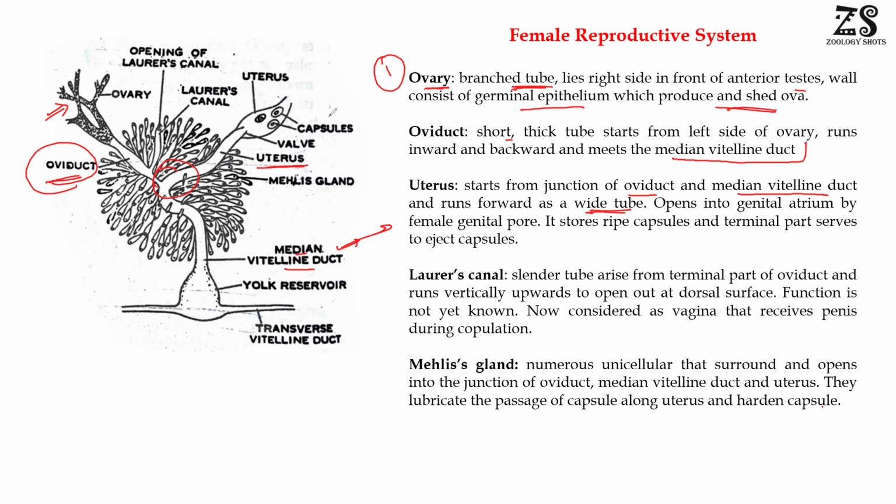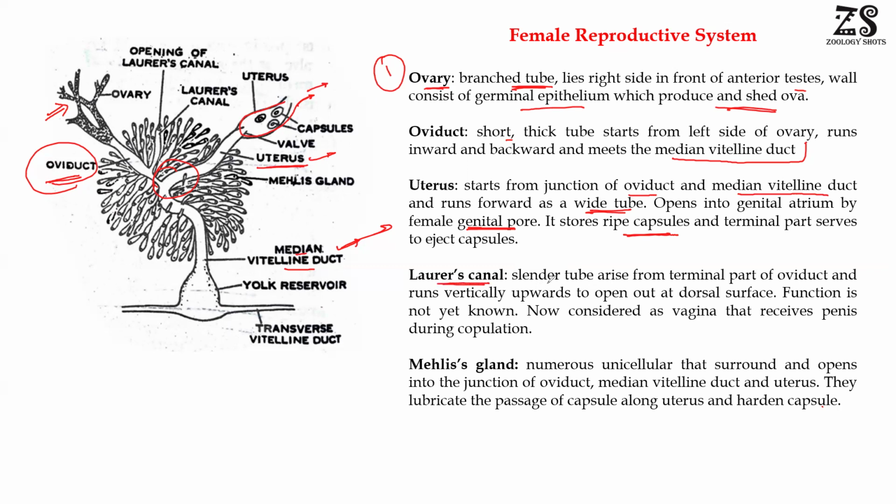So it basically has two parts. It opens into a genital atrium by the female genital pore. So the uterus opens into the genital atrium by the female genital pore. And its main function is to basically store your ripe capsules, and the terminal part of the uterus serves to eject the capsule outside. Then there is your Laurer's canal.